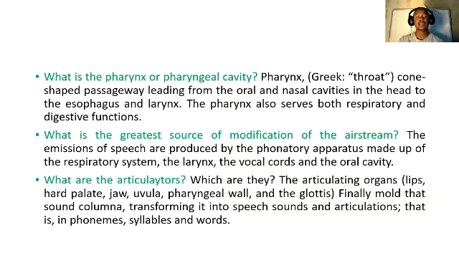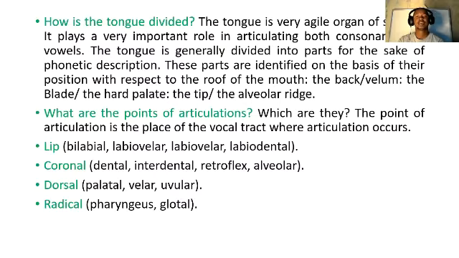How is the tongue divided? The tongue is a very agile organ of speech. It plays a very important role in articulating both consonants and vowels. The tongue is generally divided into parts for the sake of phonetic description. These parts are identified on the basis of their position with respect to the roof of the mouth: the back, velum, the blade, the hard palate, the tip, the alveolar ridge.